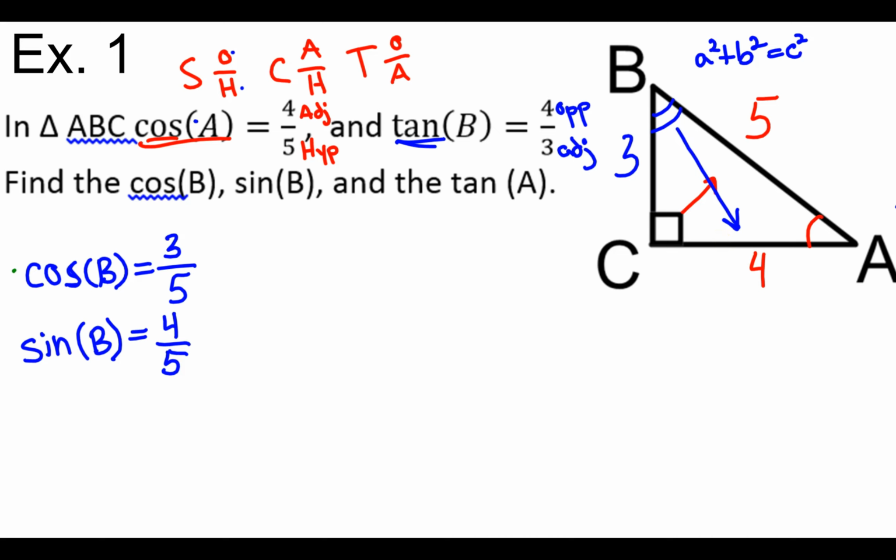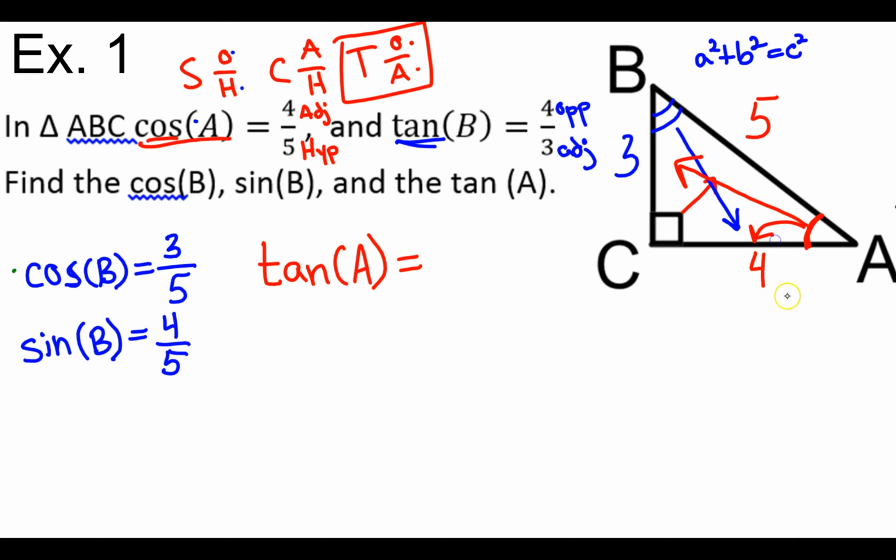All right, so now finally, last one, tangent of a. Now for a, I used red, so I'm going to switch to a red color here. The tangent of a. Now if you remember, come up here to your SOHCAHTOA, tangent is opposite over adjacent. So I need to look at angle A because I'm taking the tangent of angle A. I need the opposite to angle A, so that's going to be a 3, and the adjacent is going to be a 4. So tangent of A is 3/4.